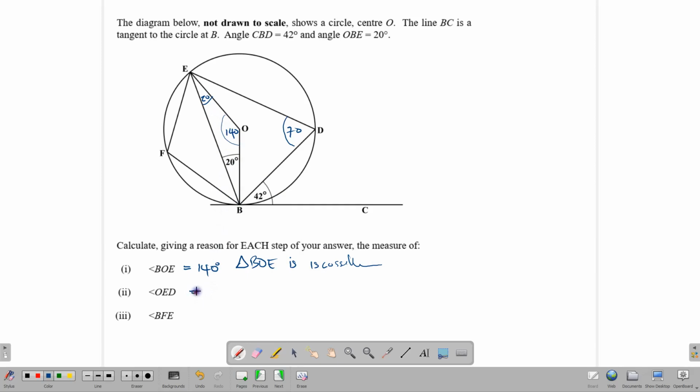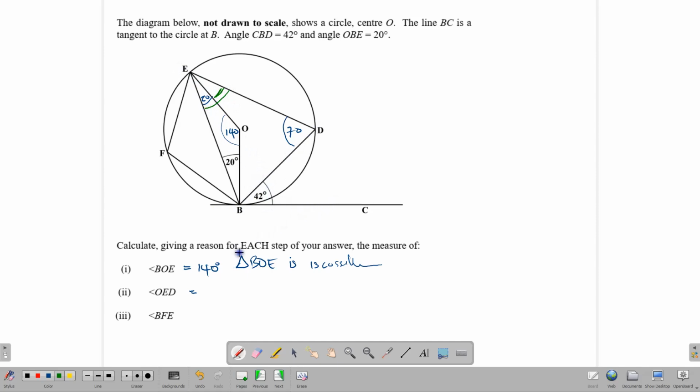Next one, OED. Where is OED? Here is O, here is E, and here is D. So we want to find the size of this angle, this piece right here, OED. Now it's time to use our angle between the tangent and the chord. So here is our chord, here is our tangent, this angle is 42. And what that means is that any angle drawn on this chord is going to be equal to 42, granted that it touches the circumference, which it does.